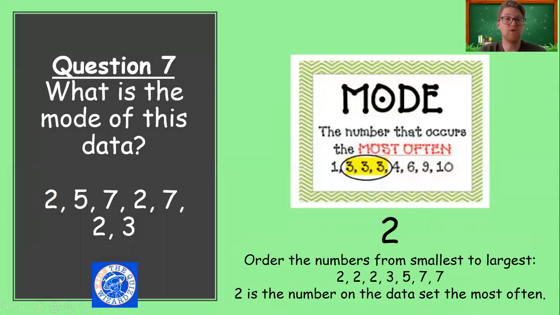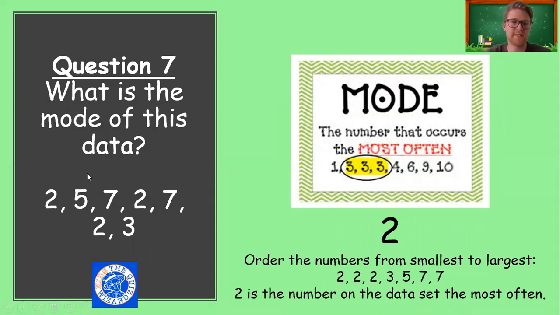Question 7, what is the mode of this data? So the mode in data handling is the number that occurs most often. So if we look at this example here, 1, 3, 3, 3, 4, 6, 9, and 10, there are three threes. So the mode for that set would be 3.